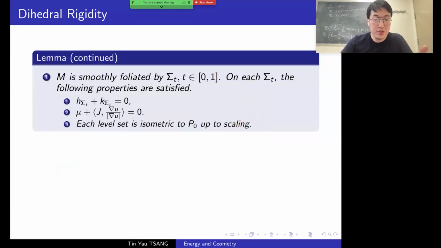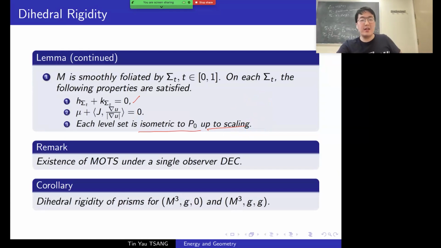And then again, for every level set, it is totally space-time geodesic. And by the stable Morse property, we know that each level set is actually isometric to a two dimensional polygon up to some scaling. So up to here, we actually have some results already.